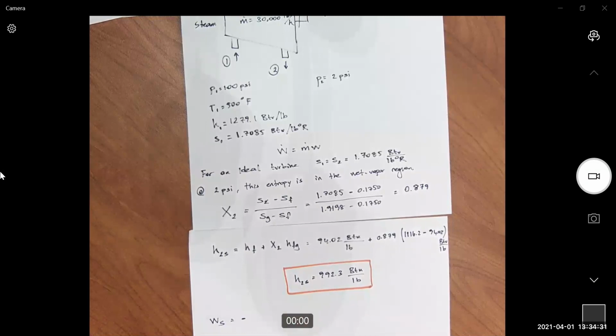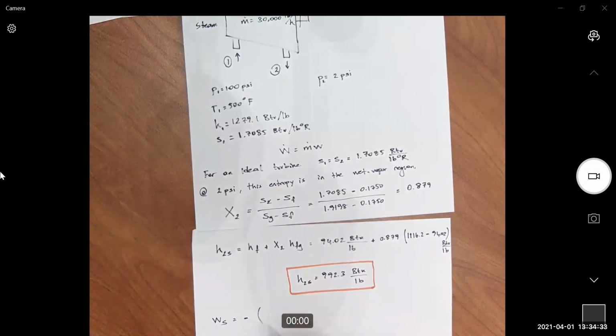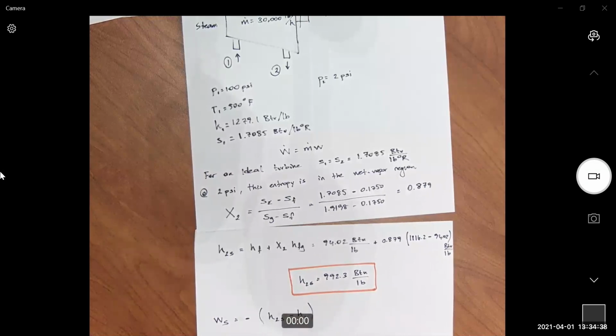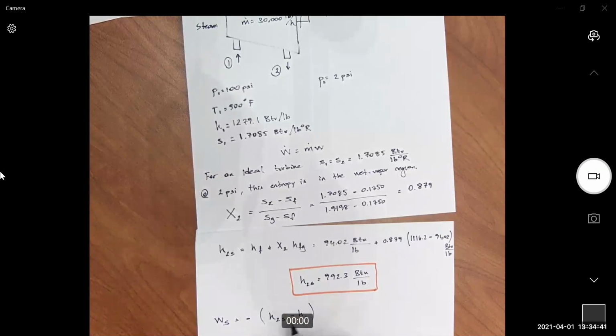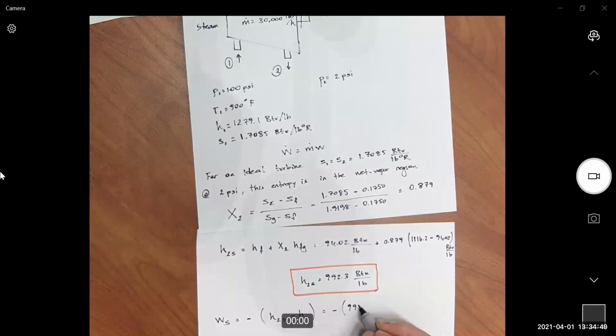Work ideal equals minus delta H, H2s minus H1. I know my H2s at the exit and I know my H1. That will be equal to minus 992.3 BTU per pound minus 1,279.1 BTU per pound. Work ideal will be 286.8 BTU per pound.